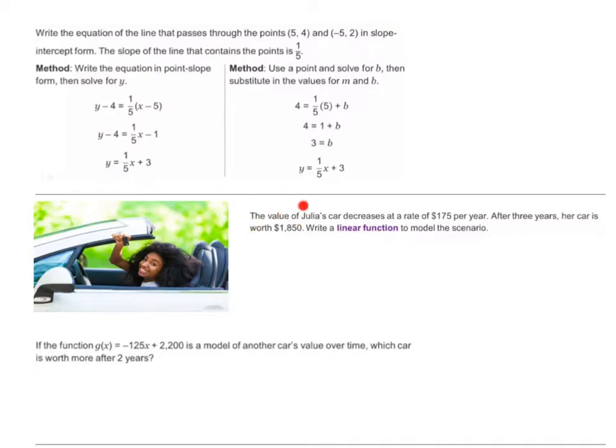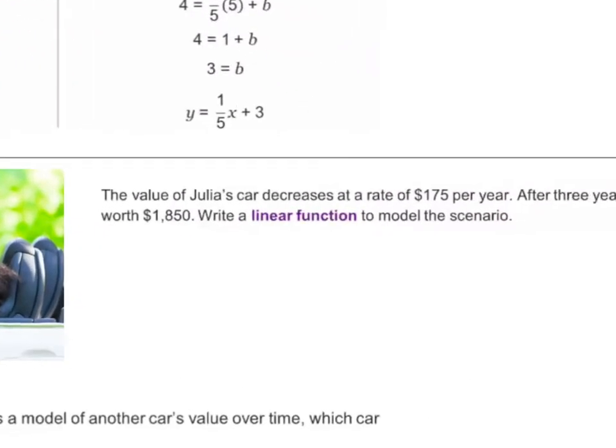So the value of Julia's car decreases at a rate of $175 per year. After 3 years, her car is worth $1,850. Write a linear function to model the scenario. So here's the thing. When you say that the value of your car decreases, this means it gets smaller. So this decreases at a rate of $175 per year. This is your slope.